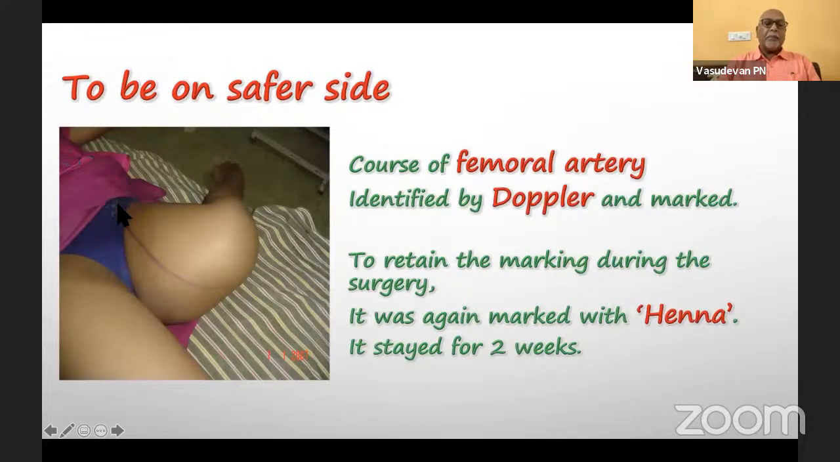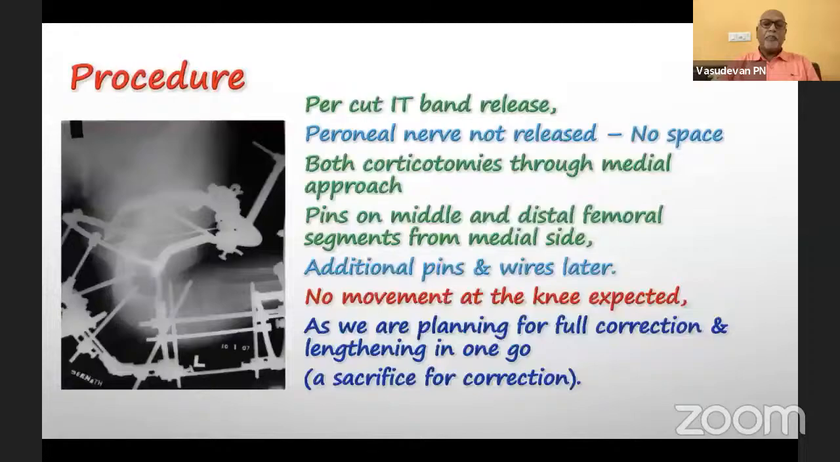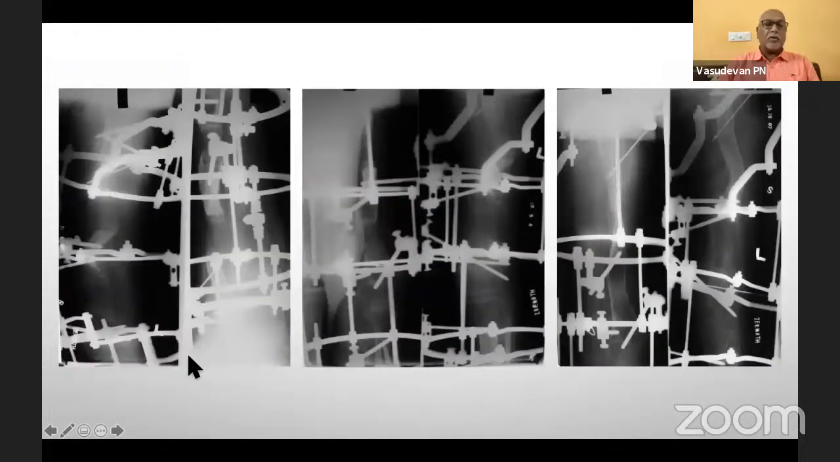And I marked the femoral artery by a Doppler. But as you prepare, the marking will go. So I made henna or mehendi over there that stayed for more than 2 weeks. And that was the frame which I made. You can see the olive wire, cut olive wire from the medial side, proximal, and I did one osteotomy there. I did another osteotomy at this level. And you can see it is gradually coming out.